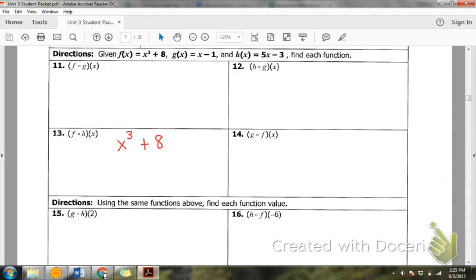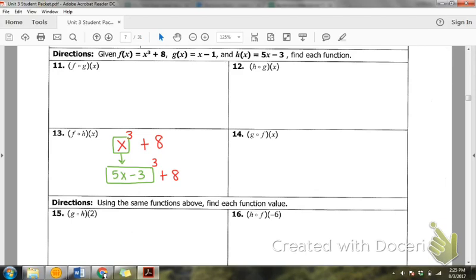Now I'm going to take my h function and I'm plugging it in for wherever I have an x. So my h function is 5x minus 3, but we still have it cubed plus 8. Are you okay so far? What this means is you're going to take 5x minus 3 cubed. What if that was squared? How many times would you write it? Twice, but it's cubed, so how many times are you going to write it?